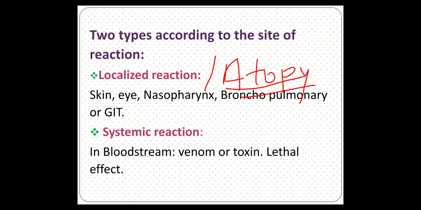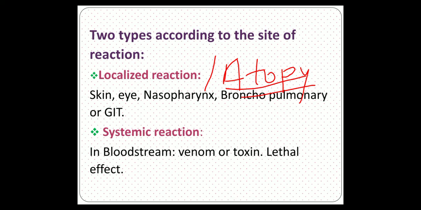And the examples are skin, eye, nasopharynx, bronchopulmonary, or GIT, gastrointestinal tract. And systemic reactions in bloodstream, venom, or toxin, and lethal effect. Systemic reaction takes place usually in the serum, in the blood. And localized reaction takes place in these sites, in local sites, localized in a specific tissue actually.